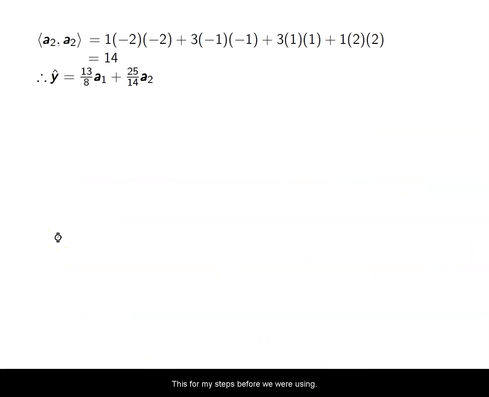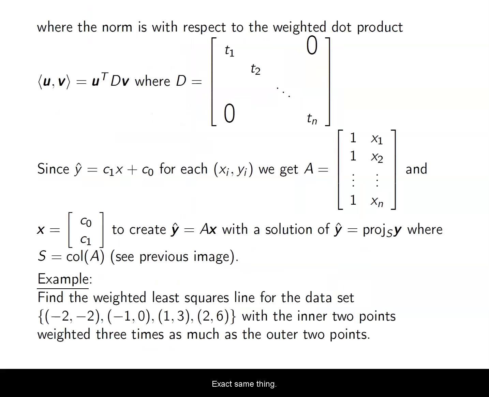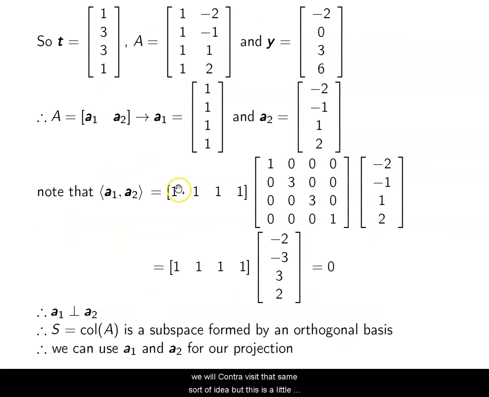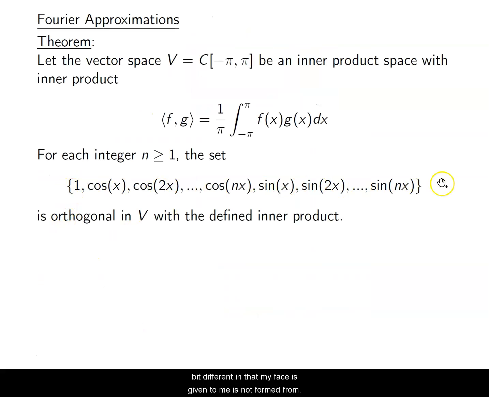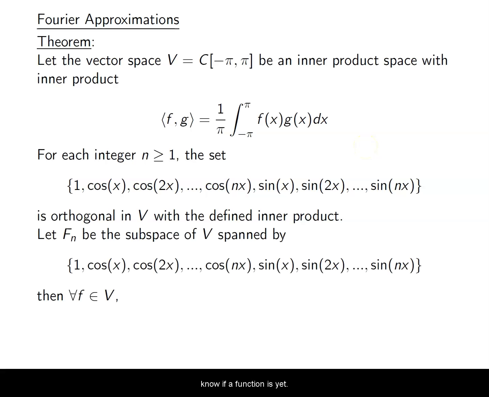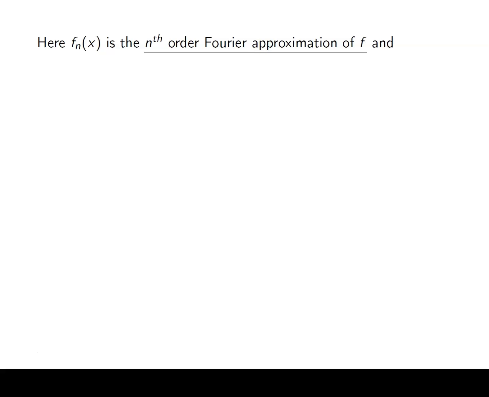Whereas before, I had this as my inner product for the weighted least squares example, and my subspace was given by the column space of this matrix that I had by plugging in my data points. So we will revisit that same idea, but this is a little bit different in that my basis is given to me. It's not formed from a matrix by me plugging stuff in, because I don't really know what the function is yet. So here we go.